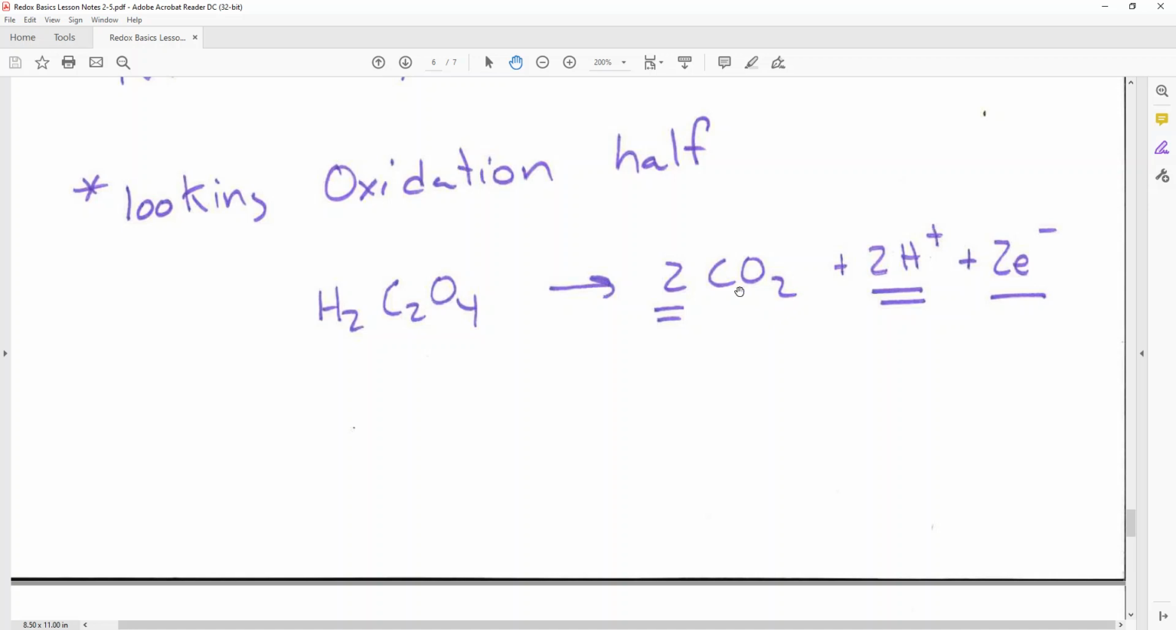So the overall charge without these 2 electrons here, if we just look at this stuff right here, we have a 2 plus and 2 zeros. So the overall charge on this side is +2. The overall charge on this side is 0. So we add 2 electrons to bring this side down to 0 to match that side. So 2 electrons.